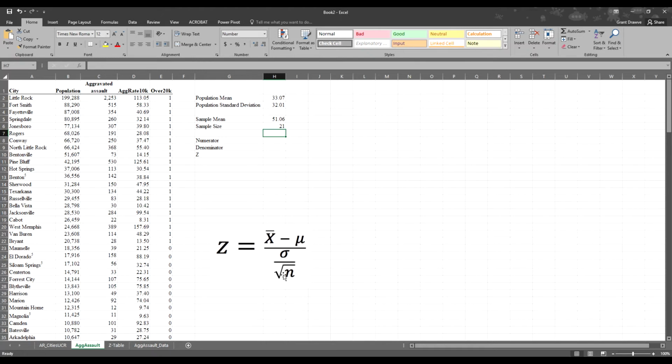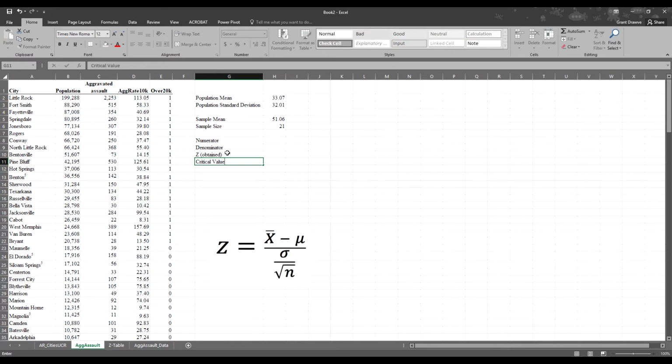So we have everything we need to calculate our z value. So the part now is, so this is going to be our z obtained. We need to identify our critical value related to our z table.